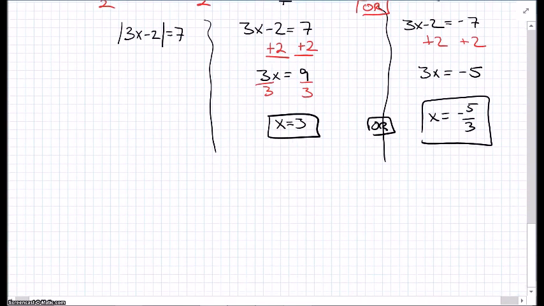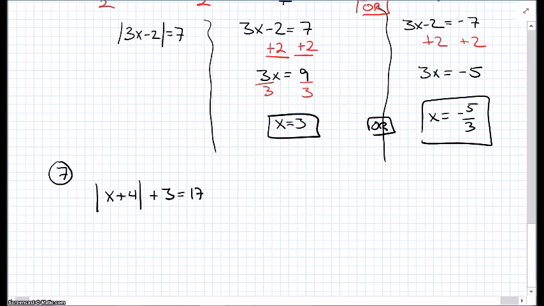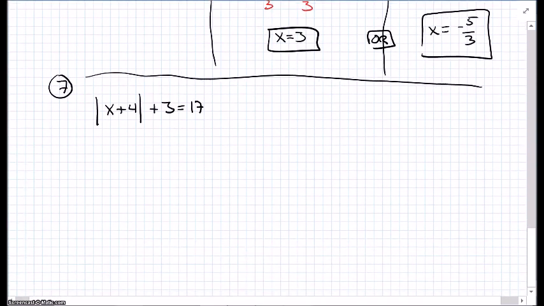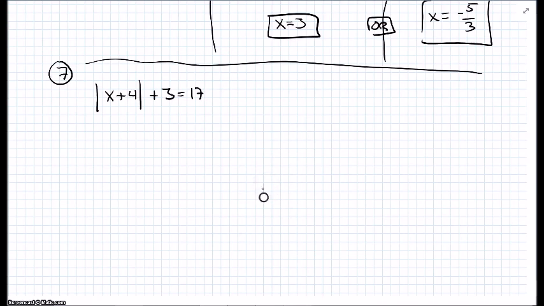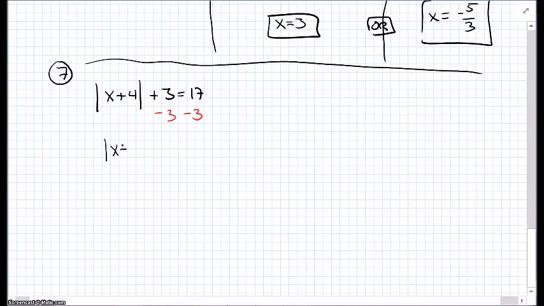Number 7. Absolute value of x plus 4 plus 3 equals 17. First step, we have to get the absolute value isolated by itself, so we're going to subtract 3 from each side. Now I have the absolute value of x plus 4 is equal to 14. So now I can have a positive solution and a negative solution.